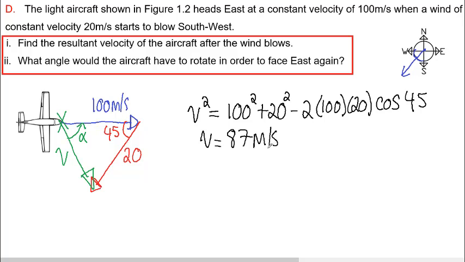meters per second. So the aircraft slowed down because of this wind interference, and you can see why. It's quite an aggressive angle opposing it, so it's going to slow it down.